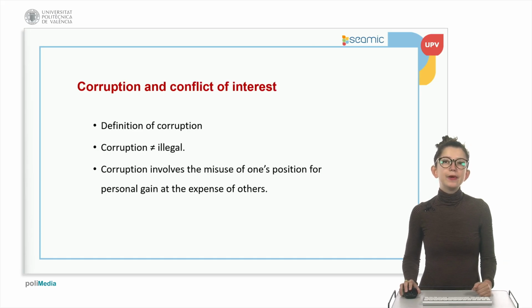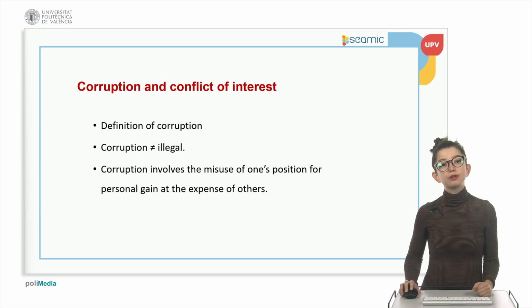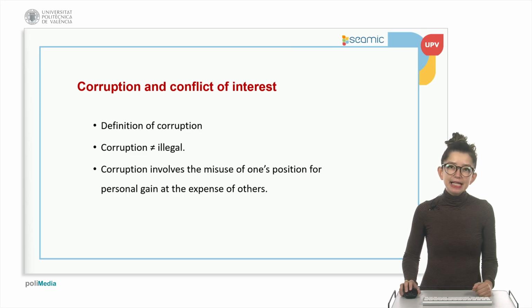So let's see. One of the biggest ethical problems in the world is corruption. Corruption is the abuse of entrusted power for private gain. It hurts everyone who depends on the integrity of the people in a position of authority. Not all illegal behavior is corruption, and not all corrupt behavior is illegal. Corruption involves the misuse of one's position for personal gain at the expense of others.